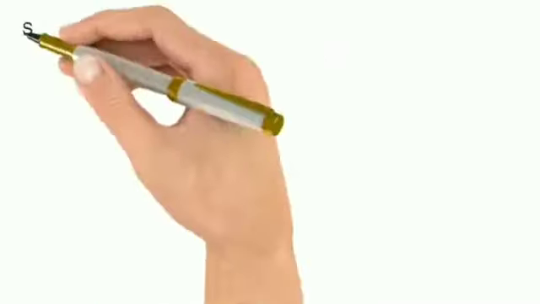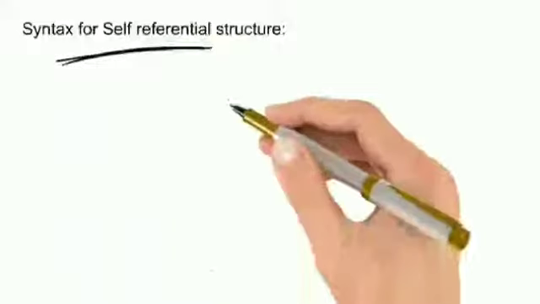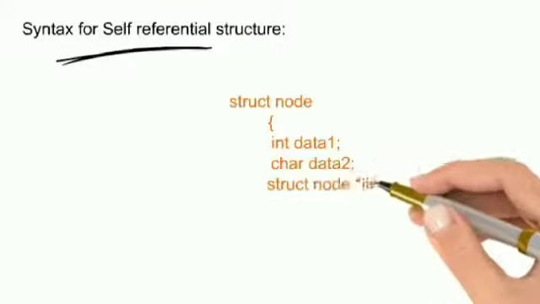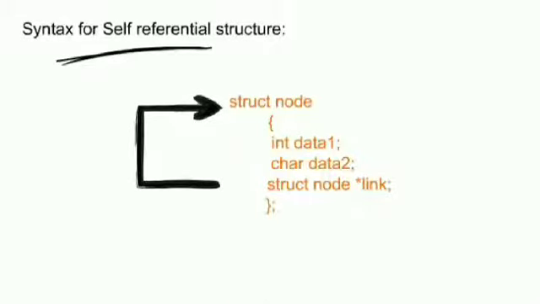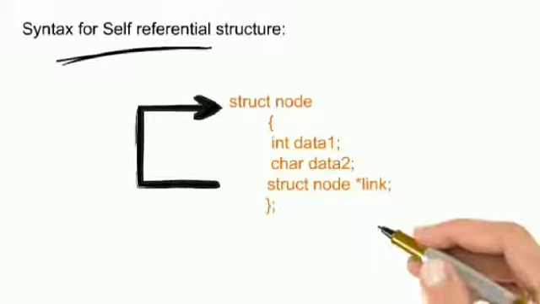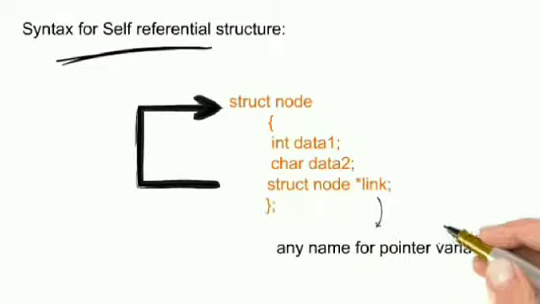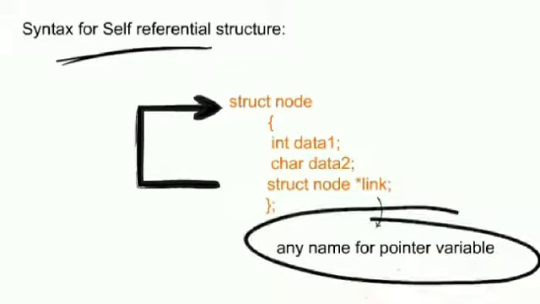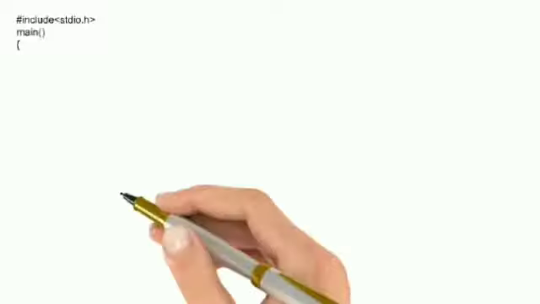Now, take a look at the syntax for self-referential structure. As you see, the 4th line, star link, points the same structure called struct node. When we discuss the program, you will get a better understanding. For a pointer variable, you can use any other name. Let us start the program as usual.